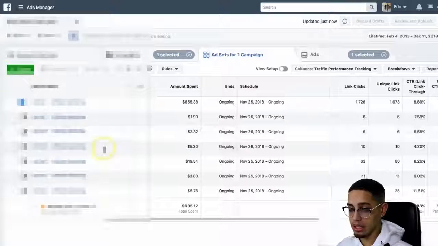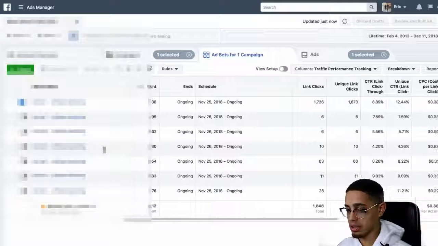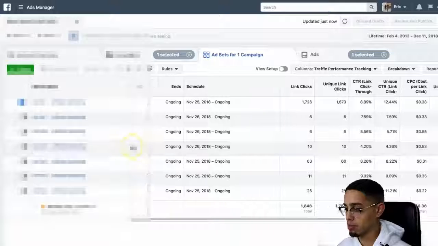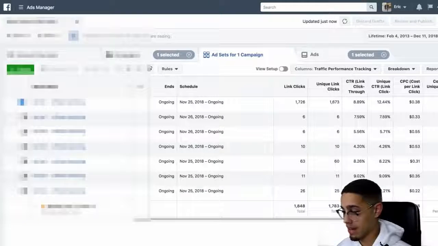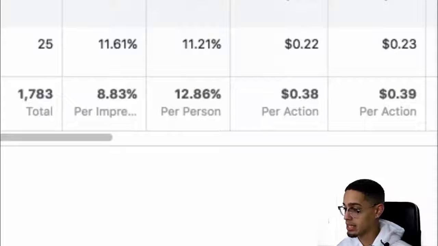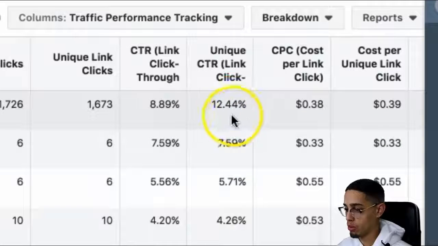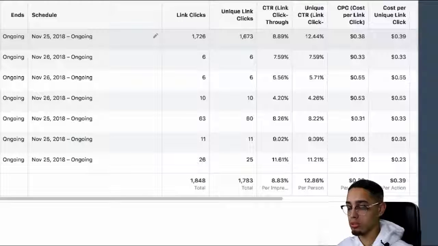Next, you want to split test your ad sets. Too many people don't split test their ad sets. I actually had way more ad sets than this, but out of this one, if we look at the conversions here, I have 11% was the closest one to this, but the winning ad set is currently at 12.44%. Now, I'm doing MMO, make money online.